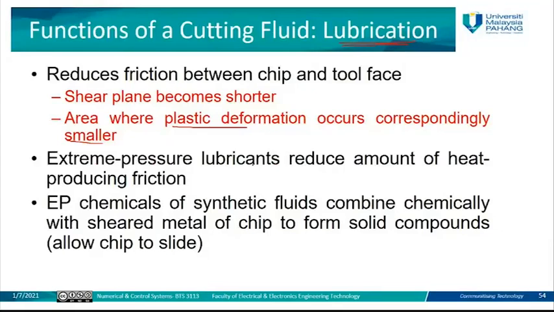Extreme pressure lubricant reduces the amount of heat produced by friction. This is also one of the benefits of using lubrication. Also, the chemical fluid here combines chemically with the sheared metal of the chip to form a solid compound, so it allows the chip to slide. Since it is lubrication or oil, it will allow the chip to slide smoothly between the workpiece and the CNC tools.